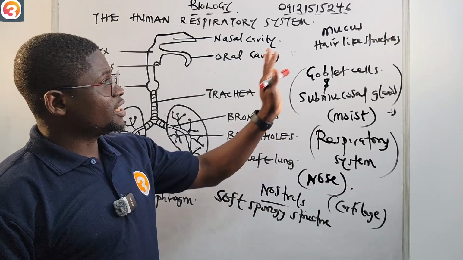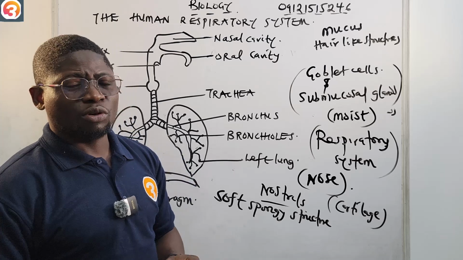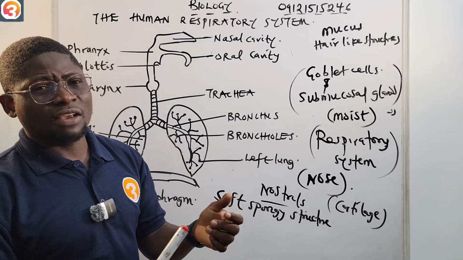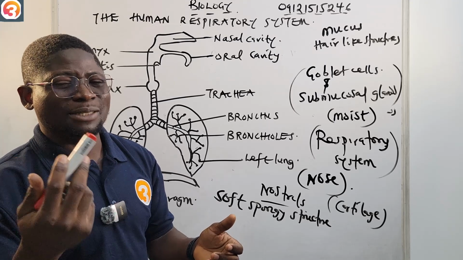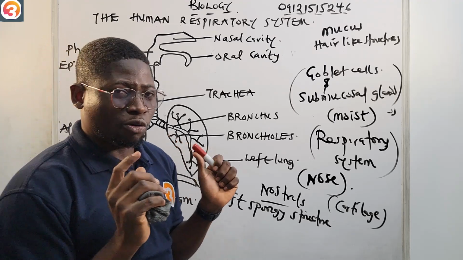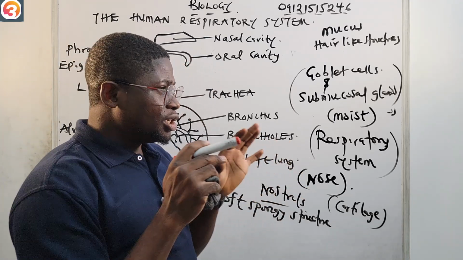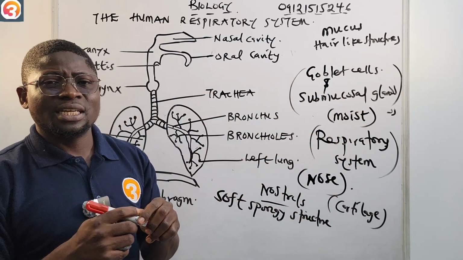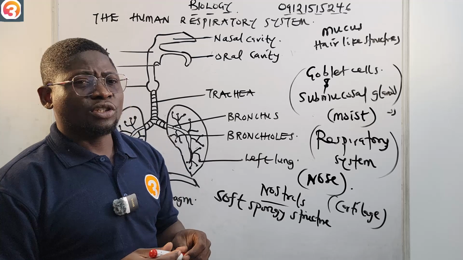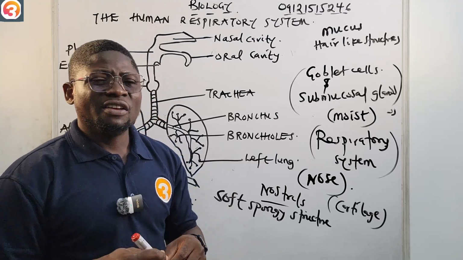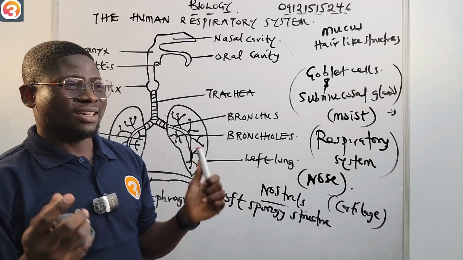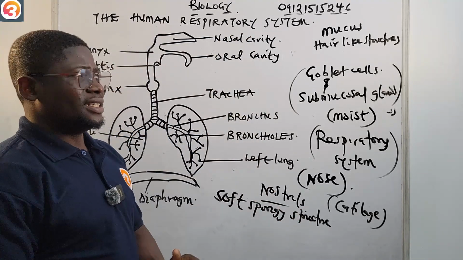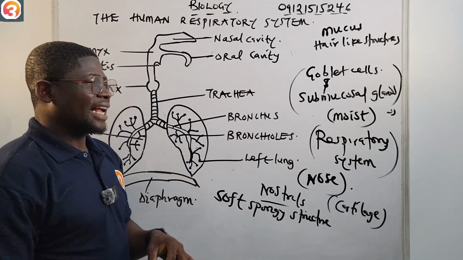So the purpose of this mucus and these air-like structures is basically to trap dust particles and germs from entering into the respiratory system. That is the major purpose. So that is the nasal cavity, and that's what happens in the nasal cavity.